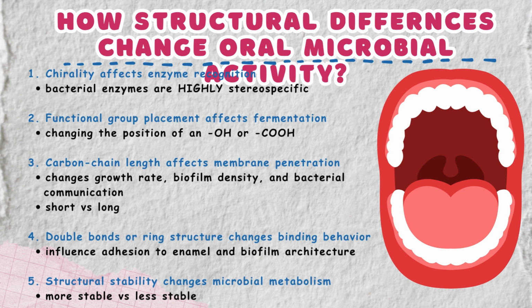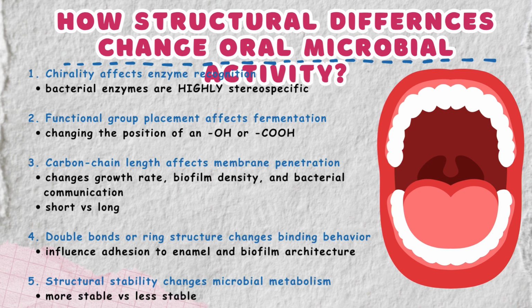Second, functional group placement affects fermentation. Changing the position of hydroxyl or carboxyl groups on a sugar or amino acid can alter whether bacteria can ferment it, change fermentation speed, and change the types of acids produced. An example is that small structural changes determine whether bacteria produce lactic acid, acetic acid, ethanol, or no acid at all.